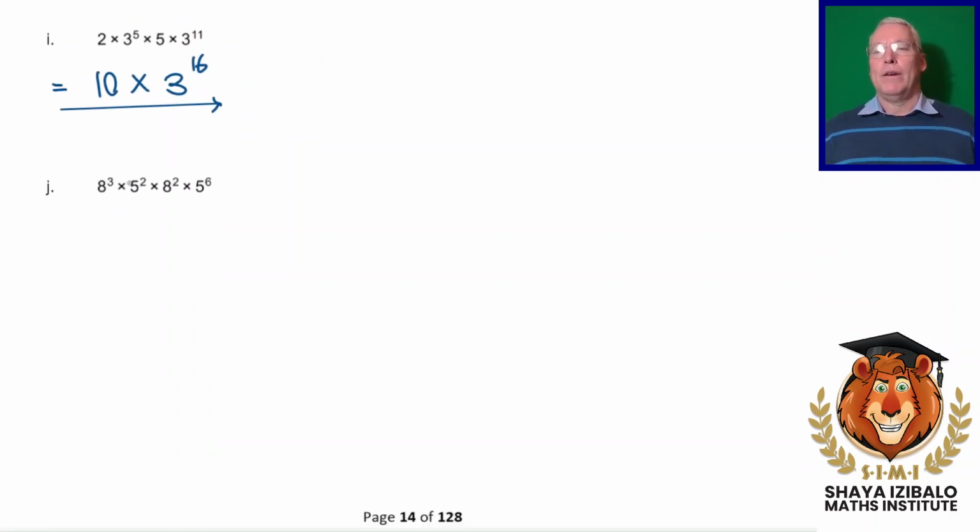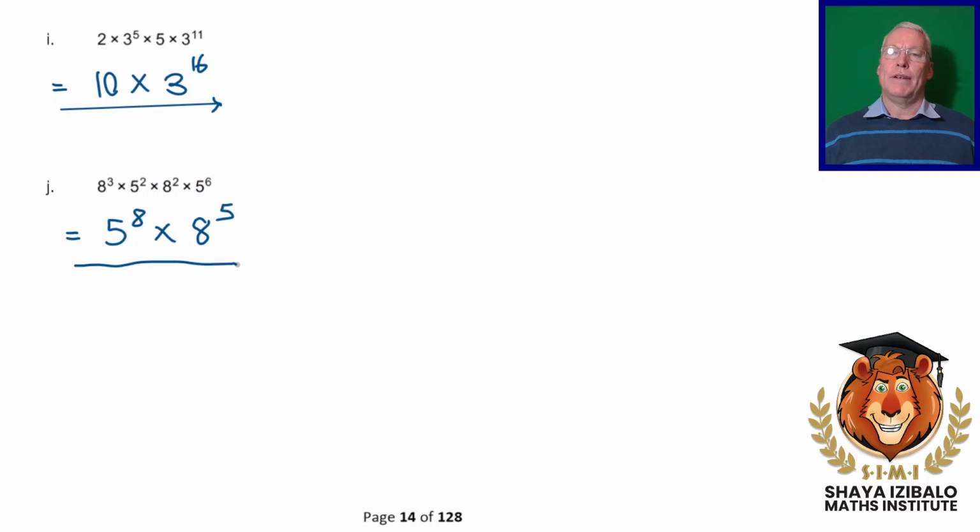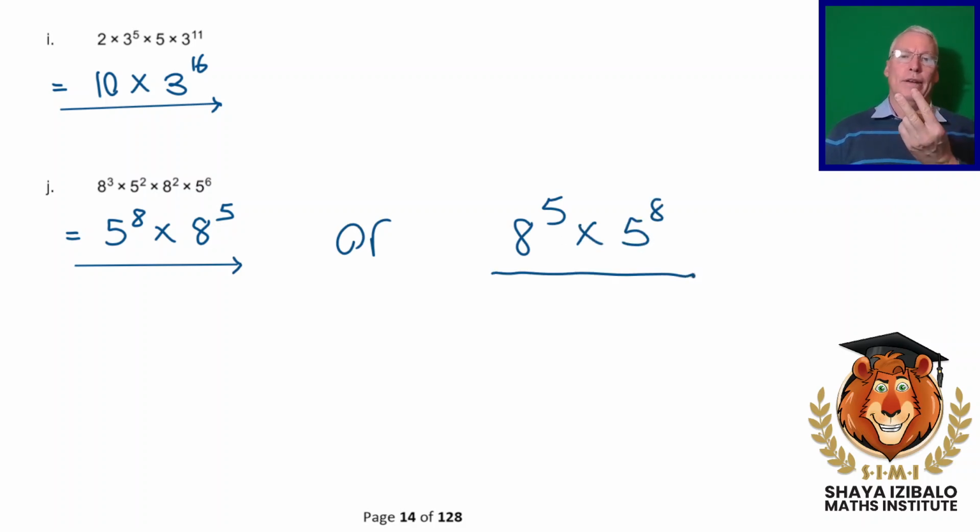Okay, and then this one, all the numbers have got exponents on, but we can't start comparing or multiplying ones that have got different bases. So let's look at the 5's. Altogether, we've got 5 to the power of 8. How many 8's have we got altogether? Well, we've got 3 here and another 2 here. We've got 8 to the power of 5. Okay, it's absolutely fine if you wrote 8 to the power of 5 times 5 to the power of 8. In other words, if you swap that multiplication sign around. Okay. Right.